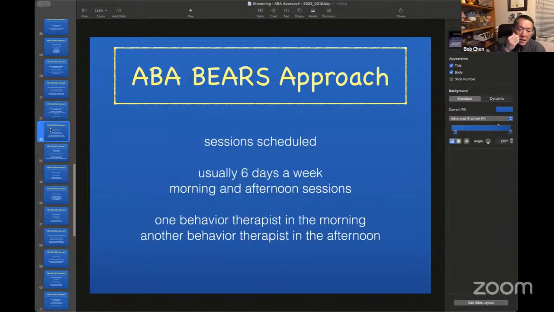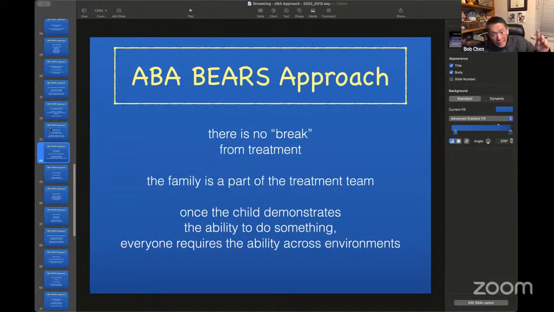Okay. Like I said, sessions are usually scheduled 6 days a week here. Sometimes we'll work on Sundays as well when the child needs help at church or church-related activities, something that's happened on a Sunday, you know. But most of the time, it's a Monday through Saturday schedule with morning and afternoon sessions scattered throughout that week, and that you have one therapist coming out for a morning session and different therapists coming out for the afternoon session. Okay. I told you before, there is no break from treatment.